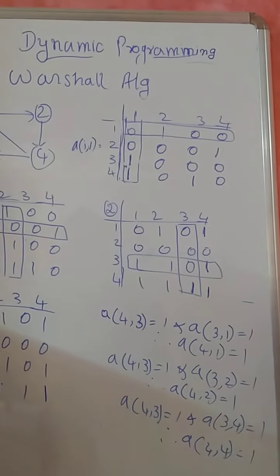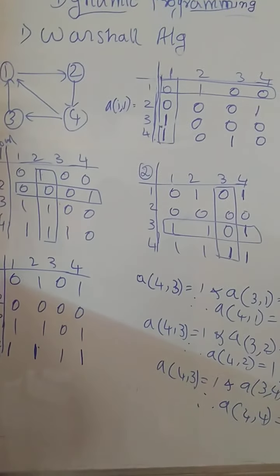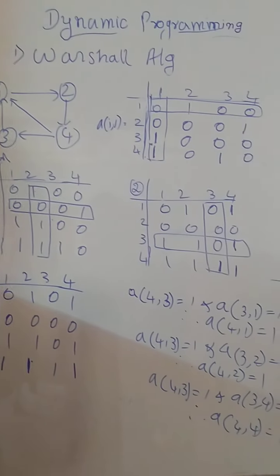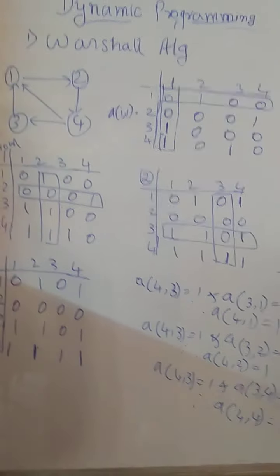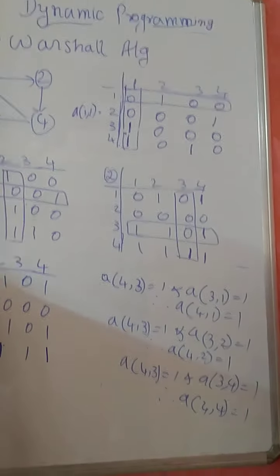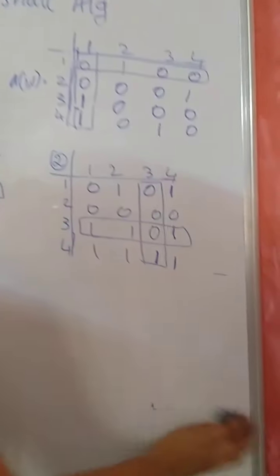There was no path from 4 to 1, but already we have got it through 2, 4 to 1. Okay, this is the path matrix you got through 3. Next I will do it for through 4.